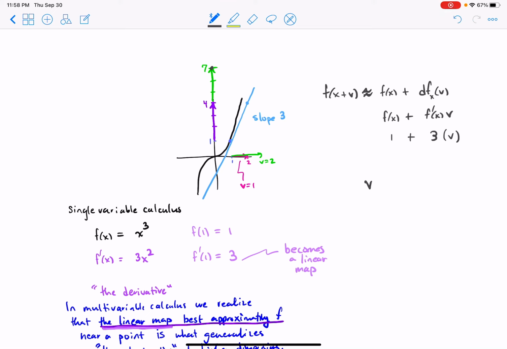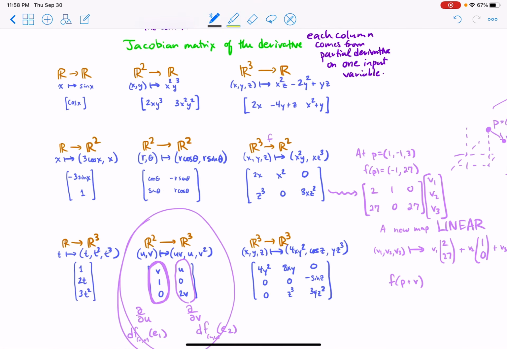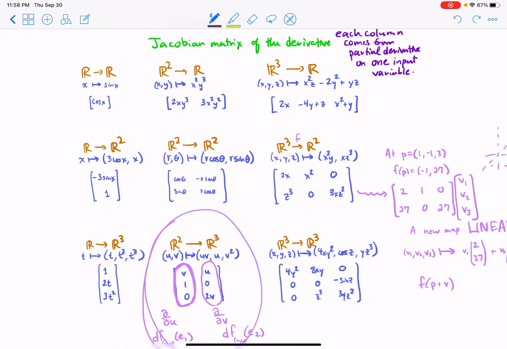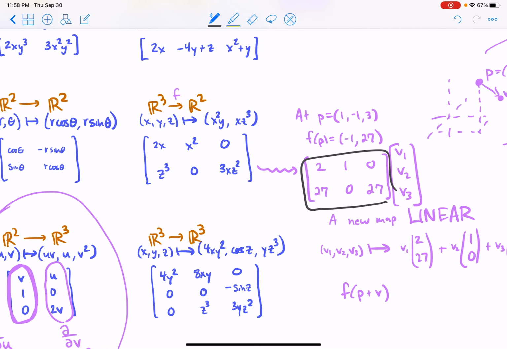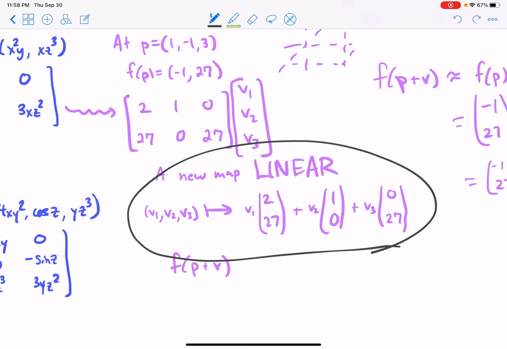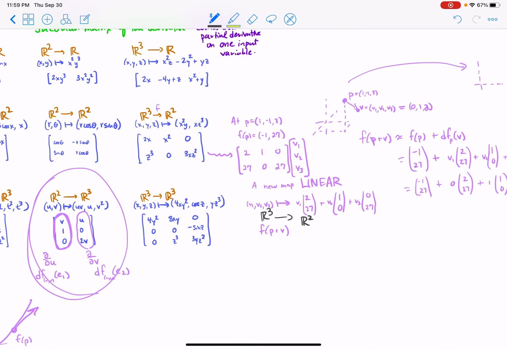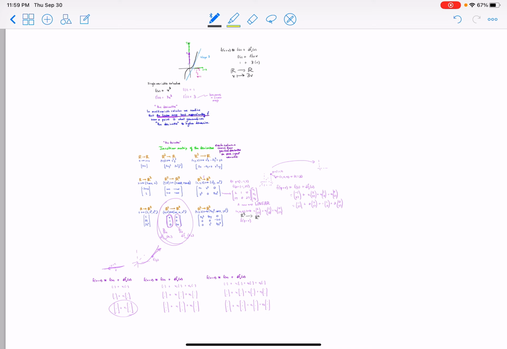What is the linear map? It sends the number v to 3 times v. This is a linear map from R to R. Okay, exactly the same way, all these Jacobian matrices that are partial derivatives with respect to the 3 input variables, we plug in at a point and we get 3 actual vectors, 1, 2, 3, that we will linearly combine. And that is our linear map, this time from R3 to R2. Okay. Hopefully that was helpful.